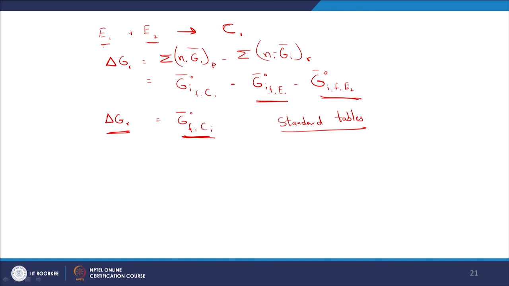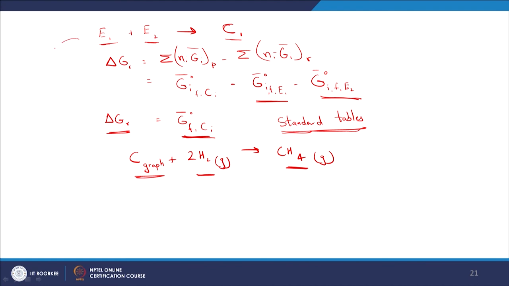And if you are not sure which one is an element or which one is a compound, you can again refer to those standard tables, and there you will have the relevant information. So here I believe I have one example, and let us look at that. Let us say we have carbon in the form of graphite and 2H2 gas going to form methane CH4 in the gaseous phase. So these 2 are elements here and this is a compound here, right?